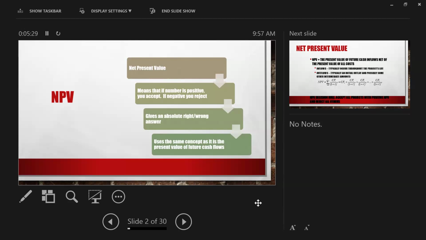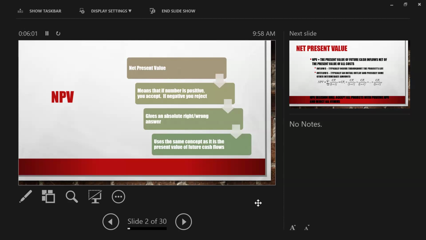So NPV is very popular to use. It is the most common valuation method used in corporate America. What NPV means, in layman's terms, is that if you have something that has a positive NPV, that means it is adding positive value to your firm. So if an NPV is positive, it's adding value. In other words, we would want to take on this project if it has a positive NPV.